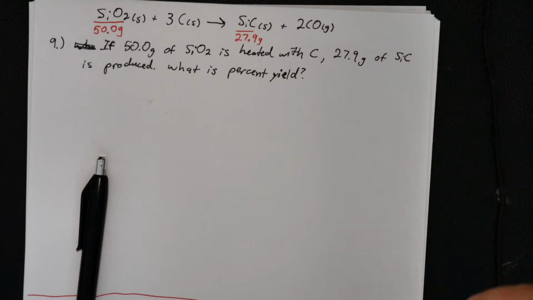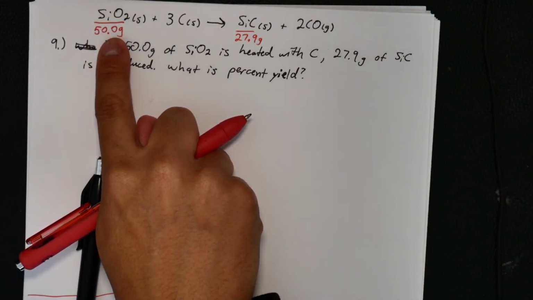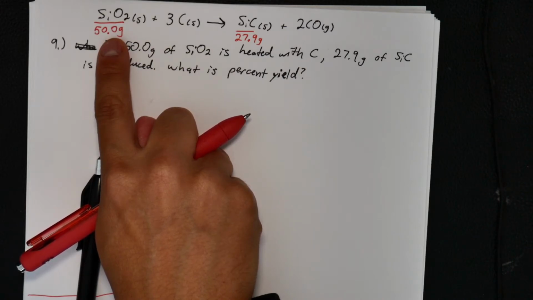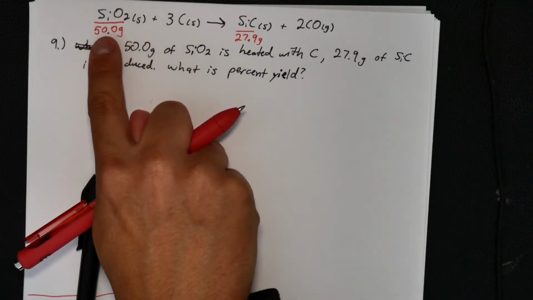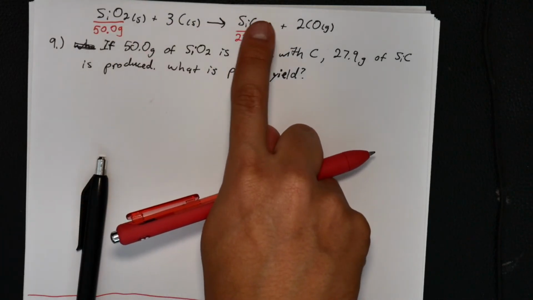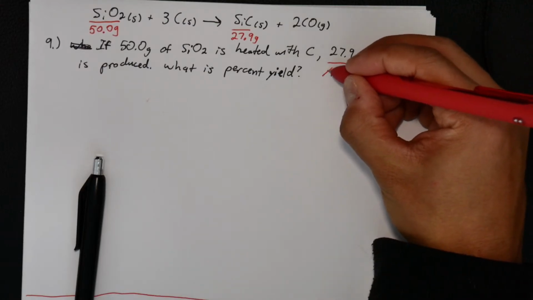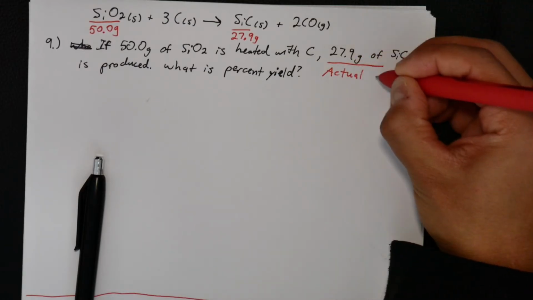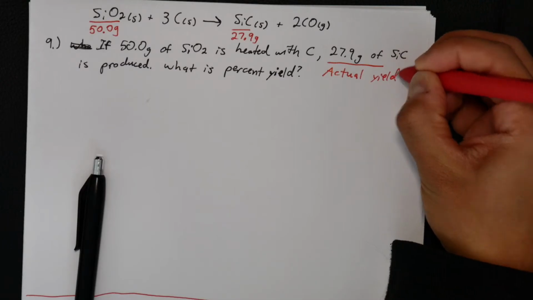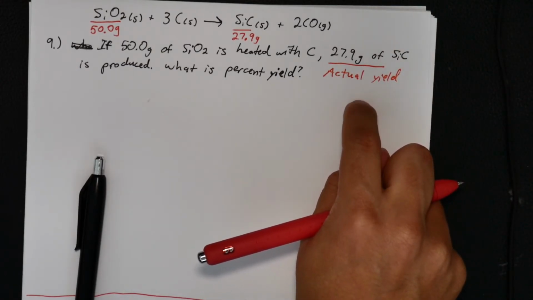All right, so the main thing we need to realize is we are starting with 50 grams of this material. They're telling us that in a lab, someone took 50 grams of this, reacted it with carbon, and made 27.9 grams of this material. This number here is an actual yield. This is what someone actually got when they went in the lab and did this.